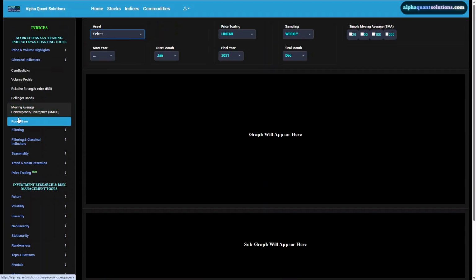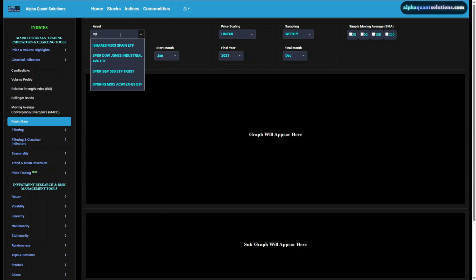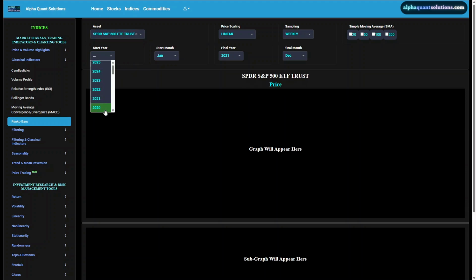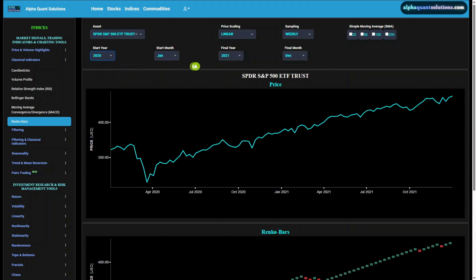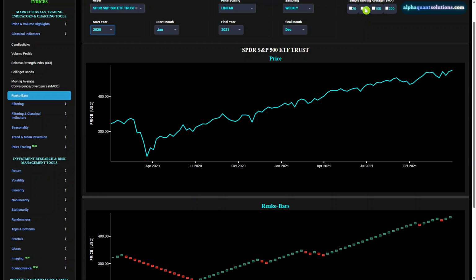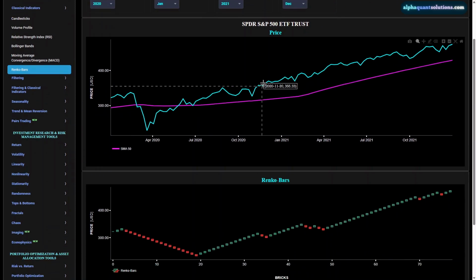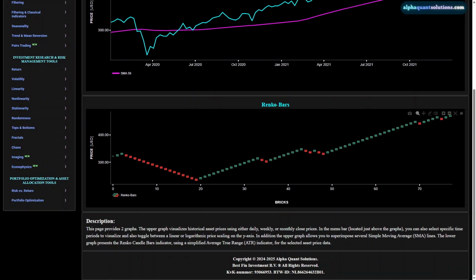So now this is the Renko Bars page. We will now check the S&P 500 ETF, the SPY index. Let's take the year 2020, January until 2021 December. Let's go for weekly indeed. We can superimpose simple moving averages if we want. And the bottom graph shows the Renko bars.